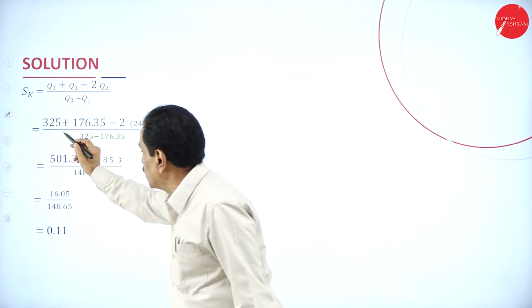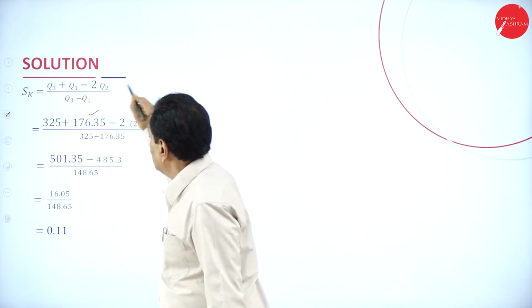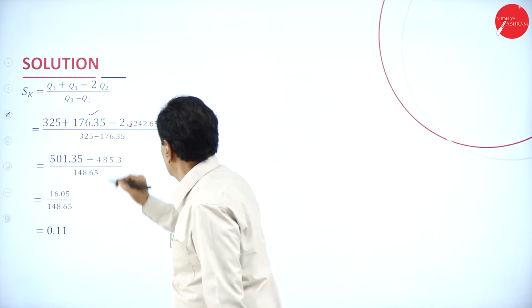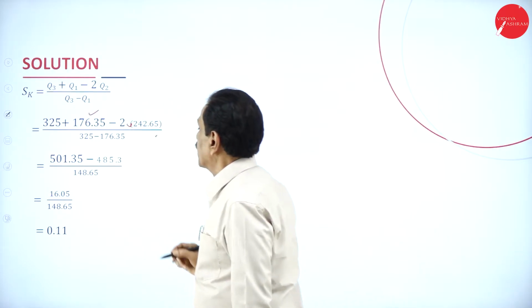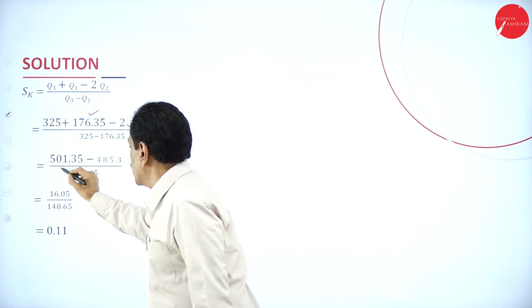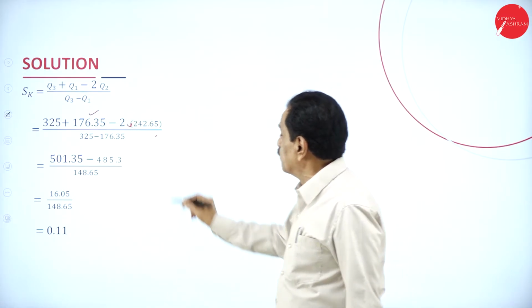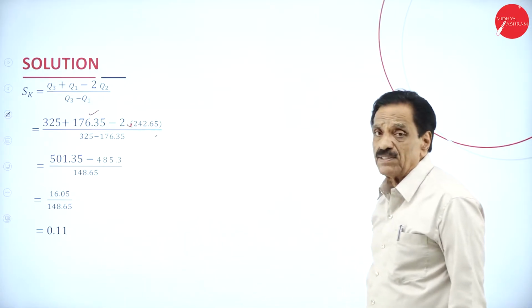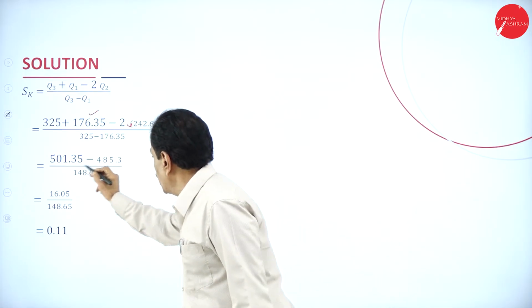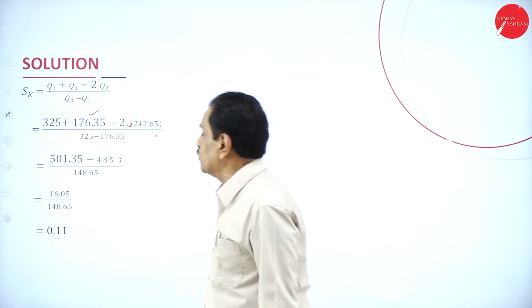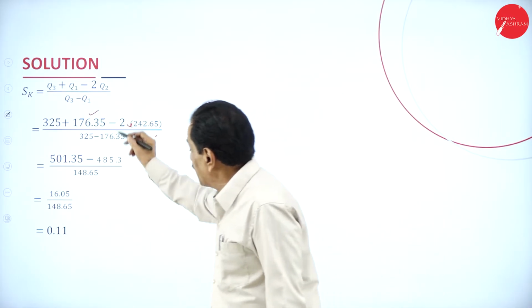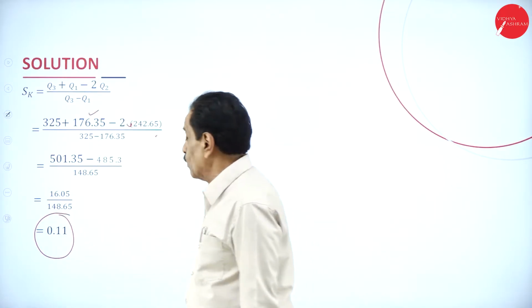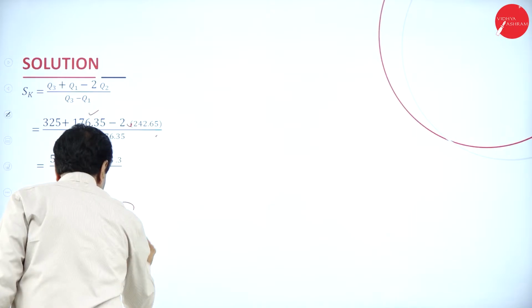What's your Q3? 325 as per the problem. And what is your Q1? 176.35 minus 2 into 242.65. Then if you add these two, now it is 501.35. Multiplied by 2, it will be 485.3. If we deduct now, 148.65. So from 501, if we deduct 485.3, it works out 16.05 divided by 148.65. Your Qness is 0.11. This is your skewness.